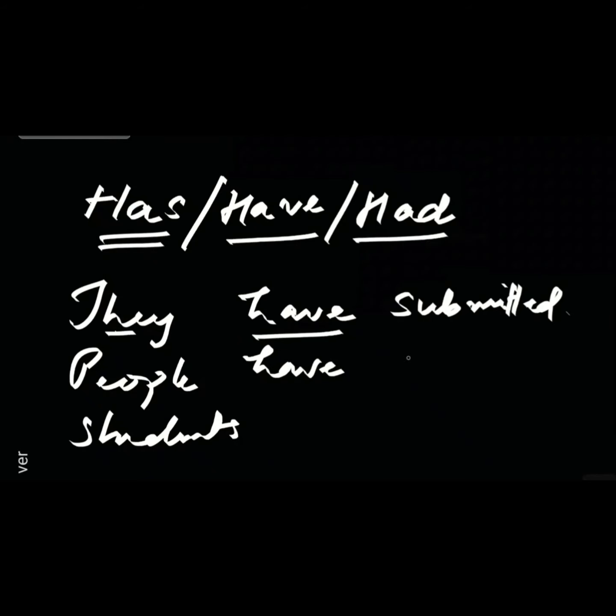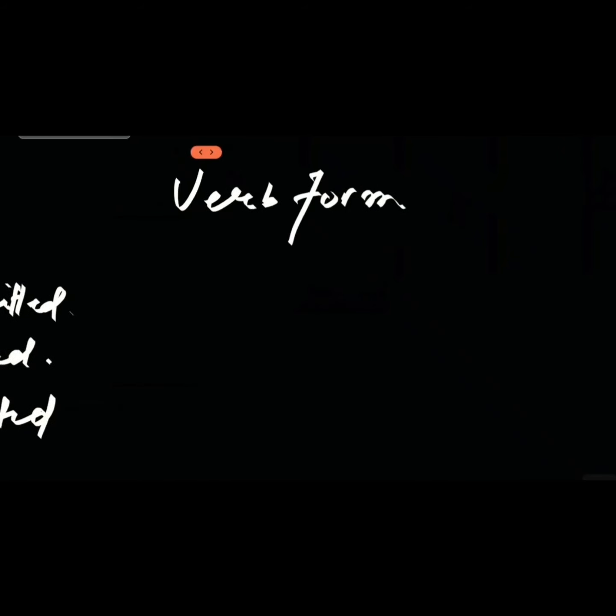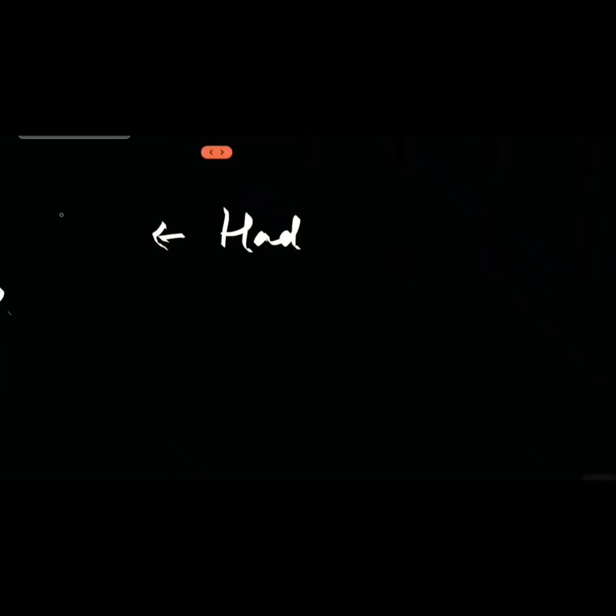For example, students have reported. So the key difference between has and have is mainly whether the noun is singular or plural. Had is used with both singular and plural nouns. With have, has or had, the verb takes the third form.